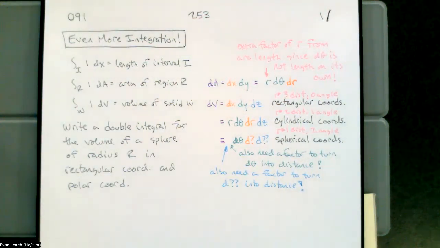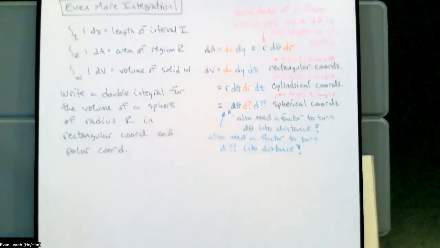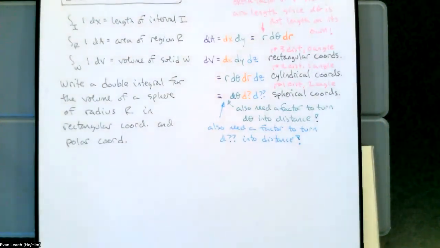What are we talking about? Oh, yes. We want to write a double integral for the volume of a sphere of radius r in rectangular coordinates and in polar coordinates. So we know some stuff.